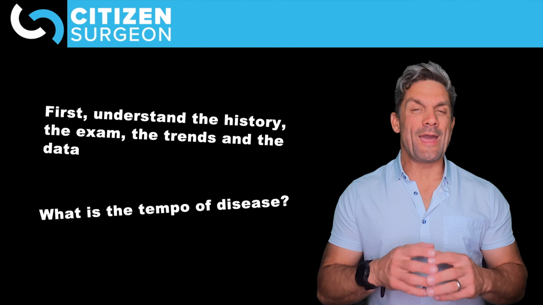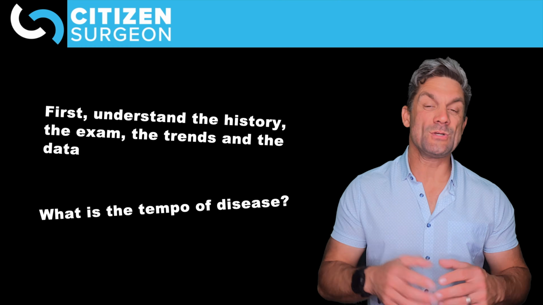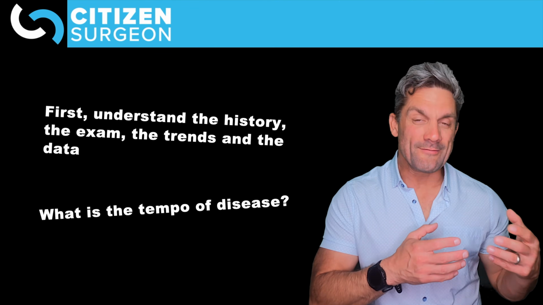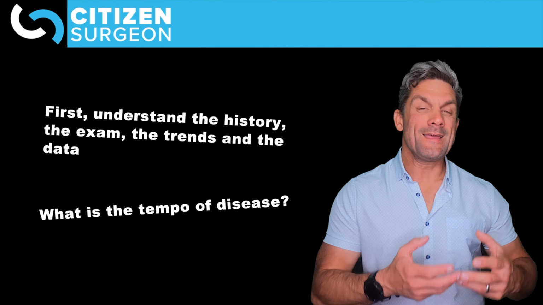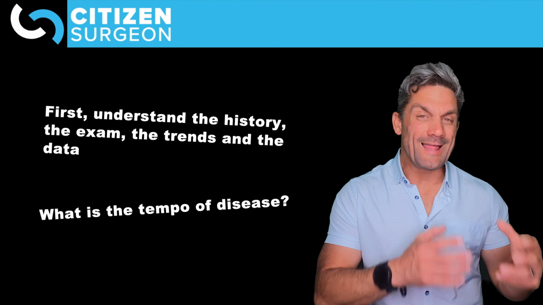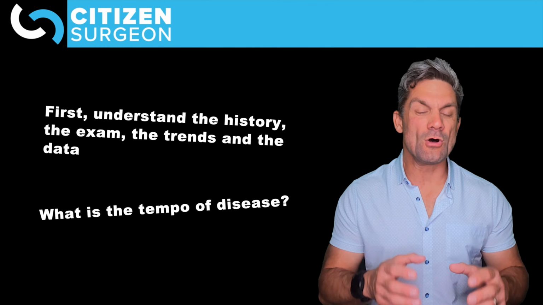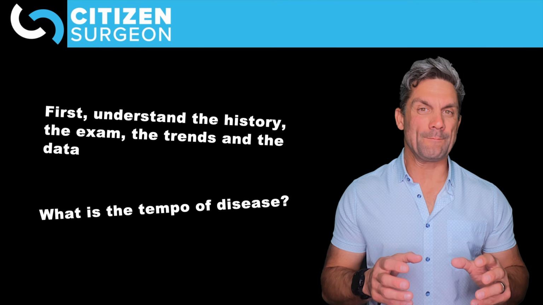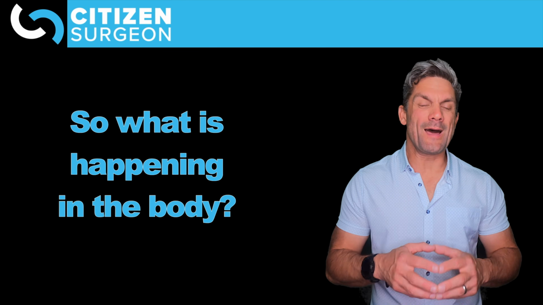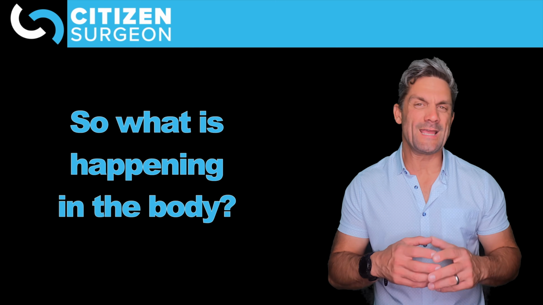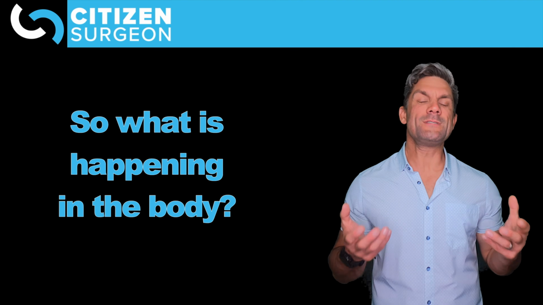And we also have to know what is the tempo of disease, all right? So is this something that's been occurring very slowly over days, or is this something that's changed over the last minutes to hours? Okay, so the tempo of disease is also critically important, all right? So what is happening in the rest of the body? I talked about tachycardia, hypotension, respiratory distress. So why do those things happen?